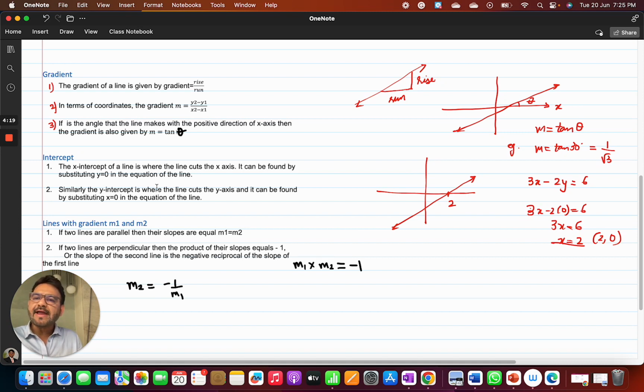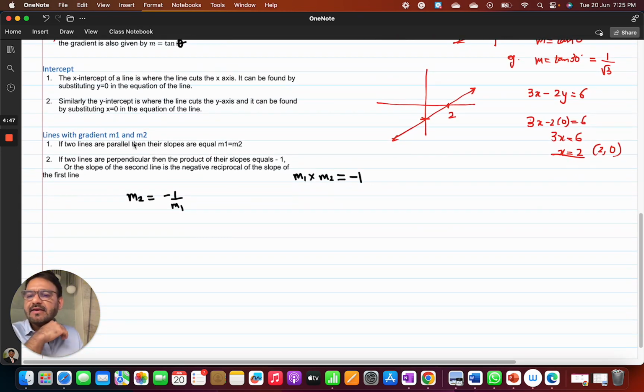Similarly, the y-intercept is where the line cuts the y-axis. Wherever the line cuts the y-axis, that's the y-intercept. You can find this by substituting x = 0. Obviously, this is not the equation of this line, but you can find it out by substituting x = 0 and solving for y. So that's your y-intercept. So, x-intercept and y-intercept.